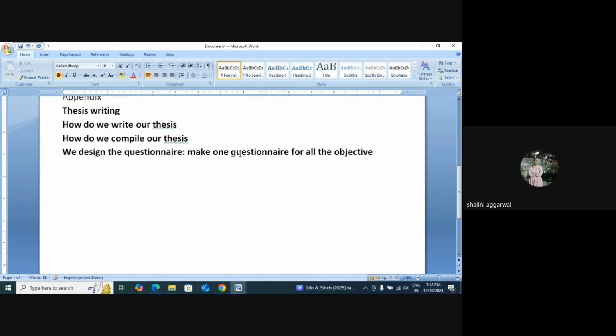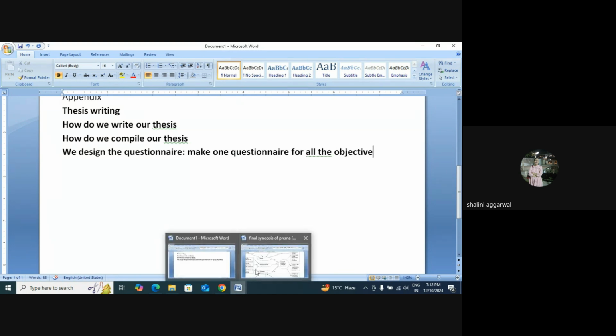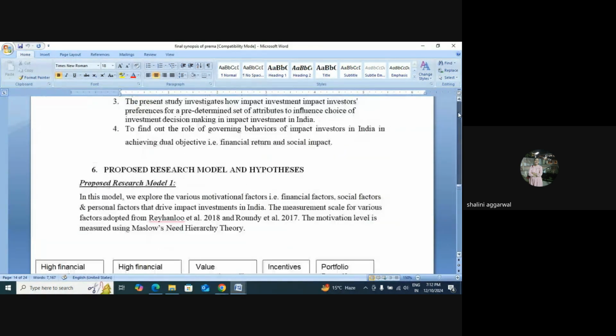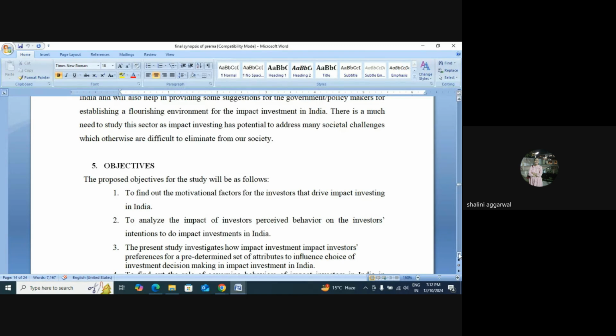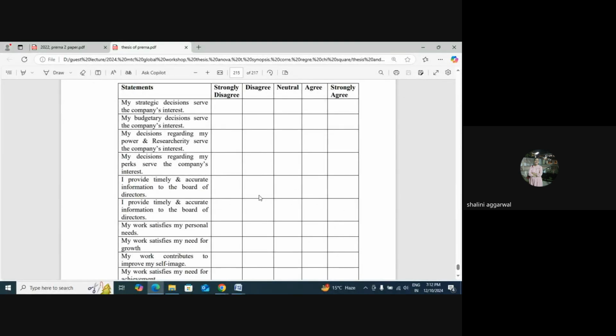So what you have to do is look at your objectives. Let's say these are the 4 objectives, right? And you need to collect data for all the 4 objectives. So you will collect the data by making a questionnaire once only, right? You do not need to design it again and again. I have shown you this questionnaire, and I can even share this thesis with you. You can see all the 4 objectives are covered in this questionnaire.